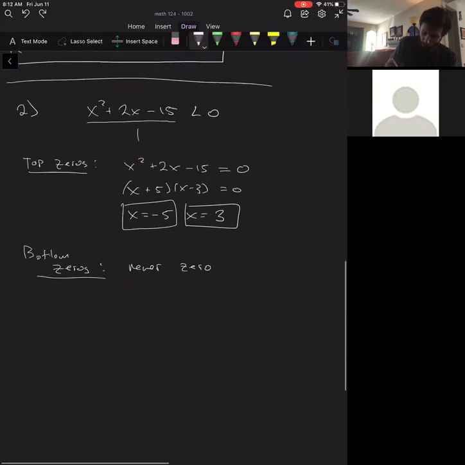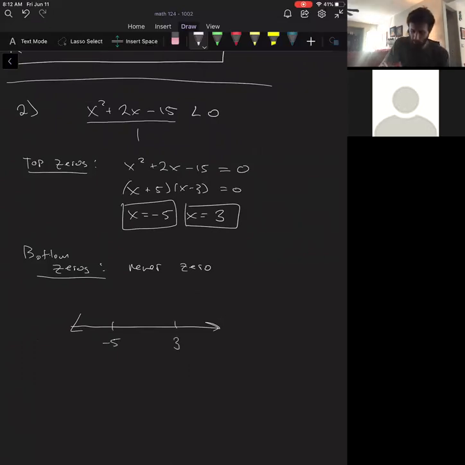All right, so just like before, we put all of our zeros onto a number line. So all we have are top zeros, so we're going to put on a -5, and we got our 3. And we have to know, is this going to be open circles or closed circles? Since this is a strict sign, there's no or equal to part, these are going to be open circles. And so we still got to do that same thing. Pick a point here, pick a point here, pick a point here, and then we'll check those. So 0 in the middle, do 10 over here, and then -11 on this side.